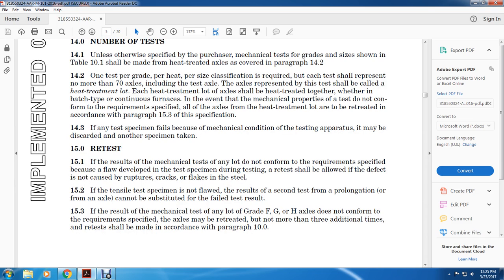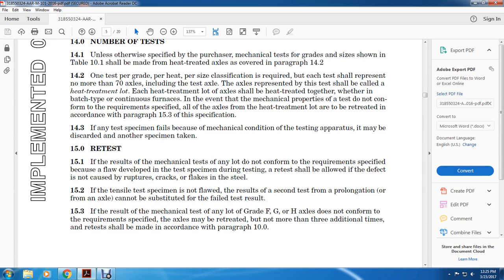15.0 Retest. If the result of the mechanical test of any lot does not conform with the requirements specified because of a flaw developed in the test specimen during the test, a retest shall be allowed. These are defects not caused by ruptures, cracks, and flakes in the steel, and the test specimen is now flawed. The results of the second test from an axle cannot be substituted for the failed test result.